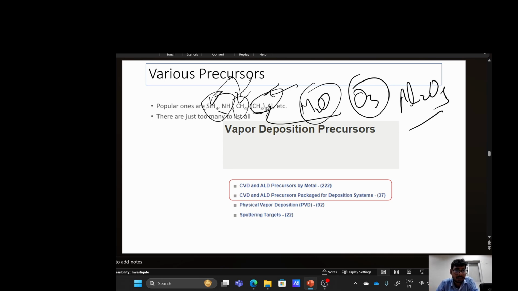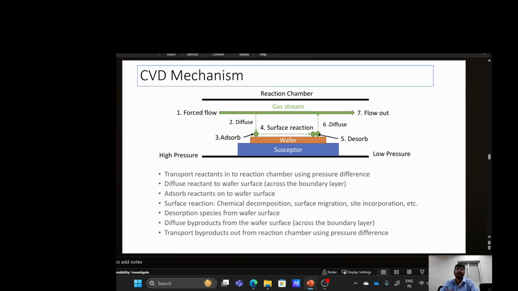For most materials you will find precursors. That is why there is a very wide range of materials that you can deposit through the CVD and ALD processes. And what is the mechanism? Let us see the mechanism of the CVD. So this is the reactor chamber.